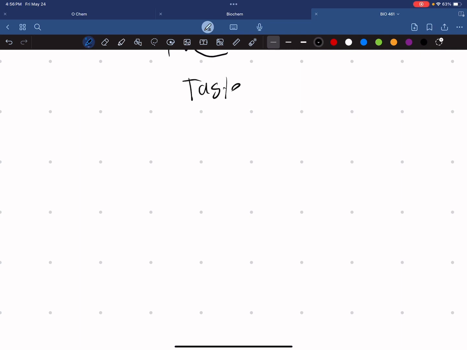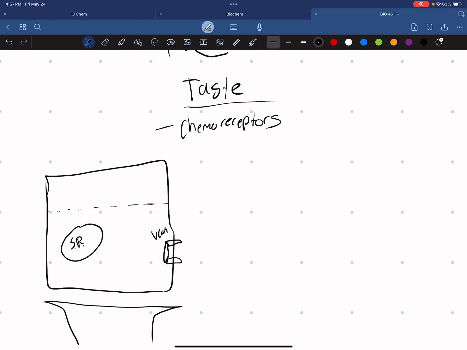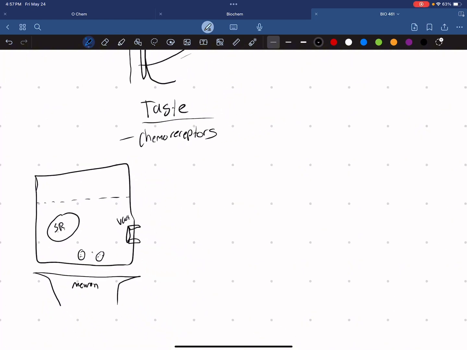Okay, so now to talk about taste. We know that taste happens because of chemoreceptors. So first what I'll do is I'll draw a cell on a taste bud, and everything that is below this dotted line is going to be the same regardless of the taste. So we know that we have the SR here, and we also will have calcium gated channels here that will ultimately go and release neurotransmitters that will be in this neuron that will go to the brain. So each one of these is the same from this dotted line down.